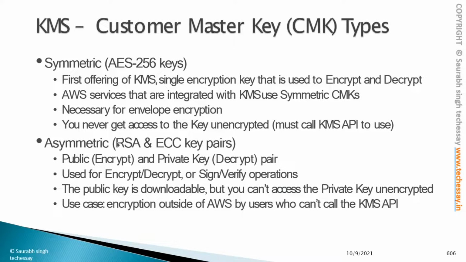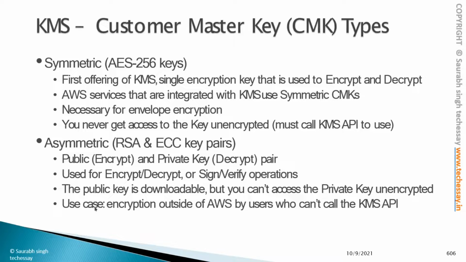Basically, in asymmetric cryptography, we use two keys: a public key and a private key. The public key is used for encryption and the private key is used for decryption. Asymmetric key cryptography uses a pair of keys, like RSA and ECC key pairs, which are asymmetric encryption algorithms. It is used for encrypt and decrypt, or sign and verify operations. The public key is downloadable, but we cannot access the private key unencrypted.